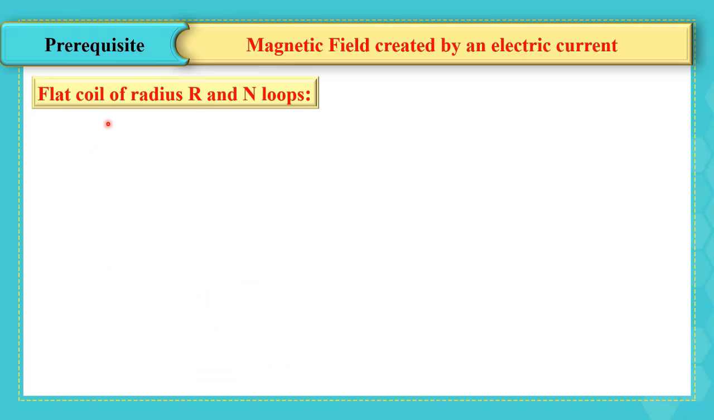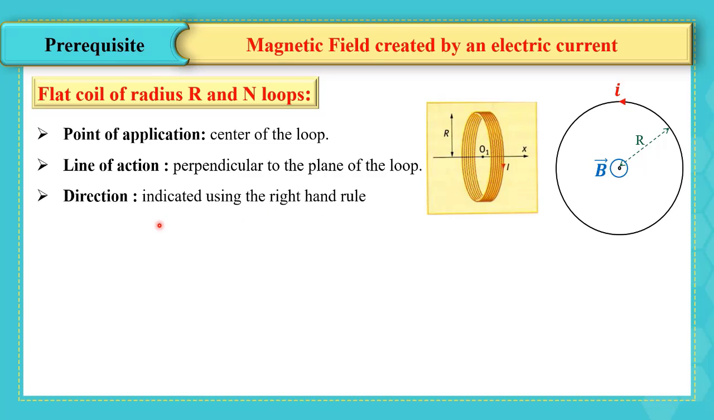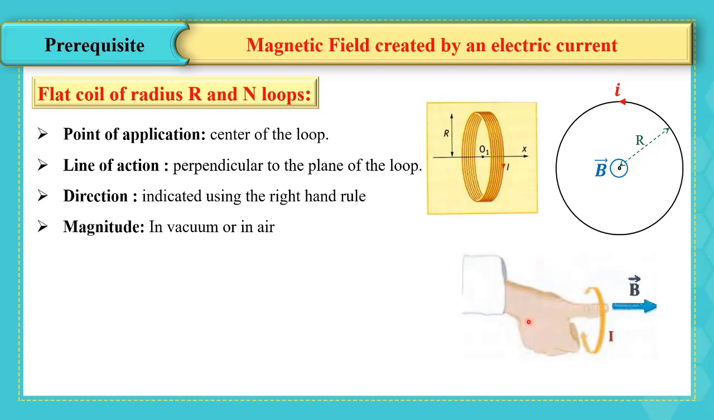In the case of a flat coil of radius r and N loops, the magnetic field created at the center of this loop has a line of action perpendicular to the plane of the loop, and the direction is also indicated using the right-hand rule. But in this case, the thumb indicates the direction of B, while the curved fingers take the direction of the current inside this coil.